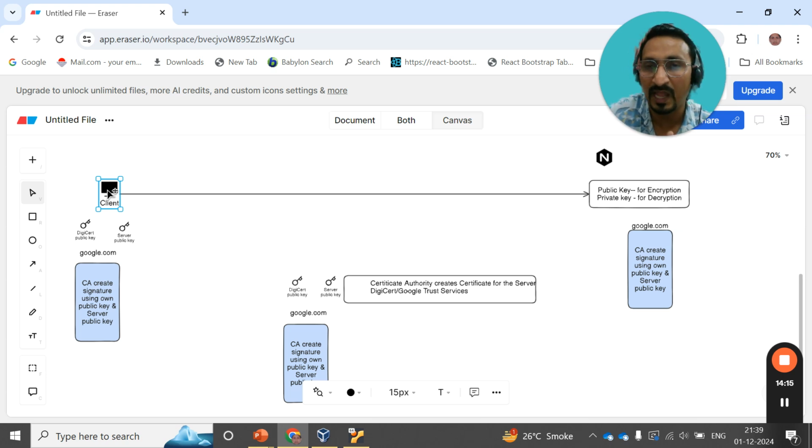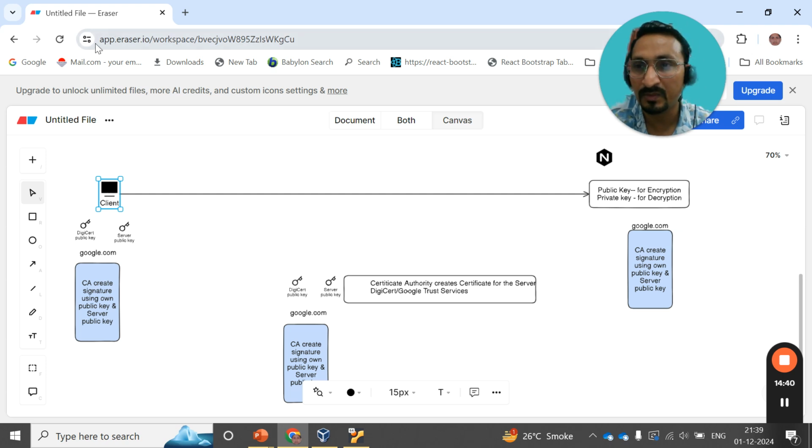Now when the certificate reaches the client, the client will read it. In the certificate there is a lot of information: the public key of the server, the certificate authority who has signed the certificate, and whether the certificate is expired or not. All this information is mentioned in that certificate.